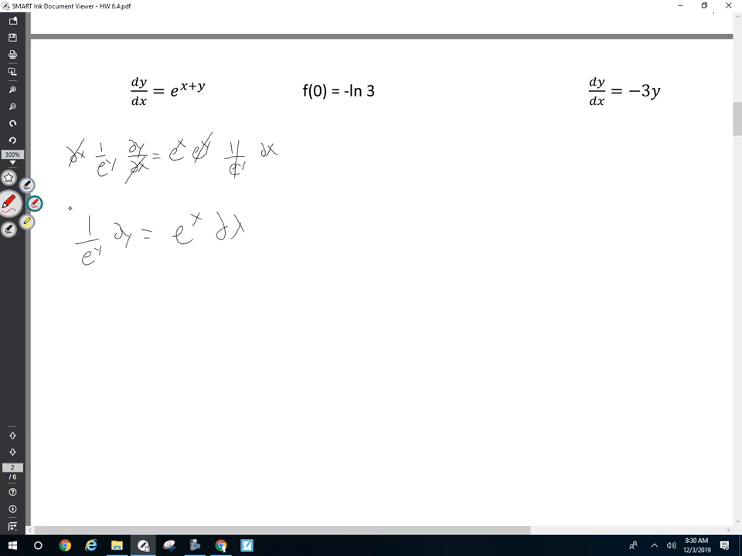We just took the antiderivative of 1 over e to the y. Make sure we understand why it's negative e to the negative y. Antiderivative of e to the x is e to the x. Don't forget your plus c.